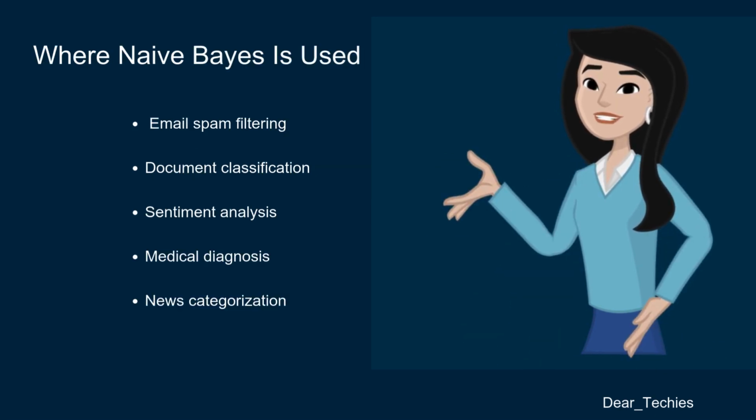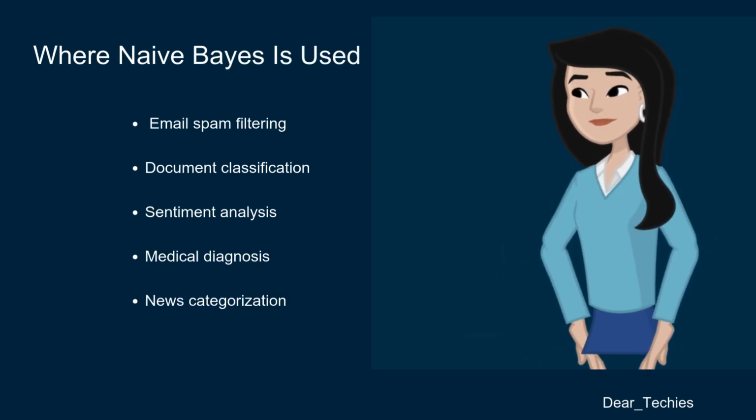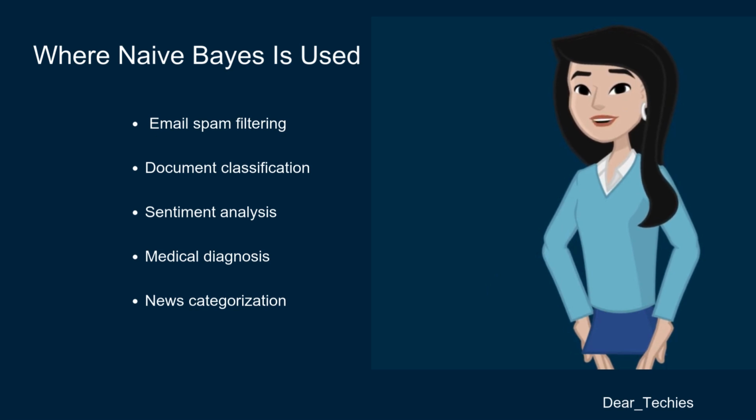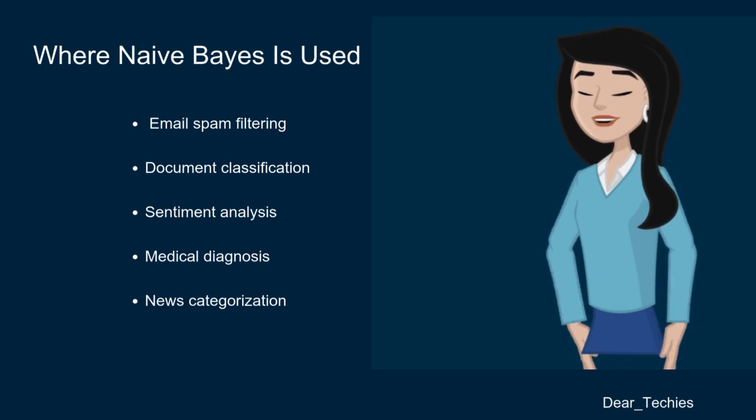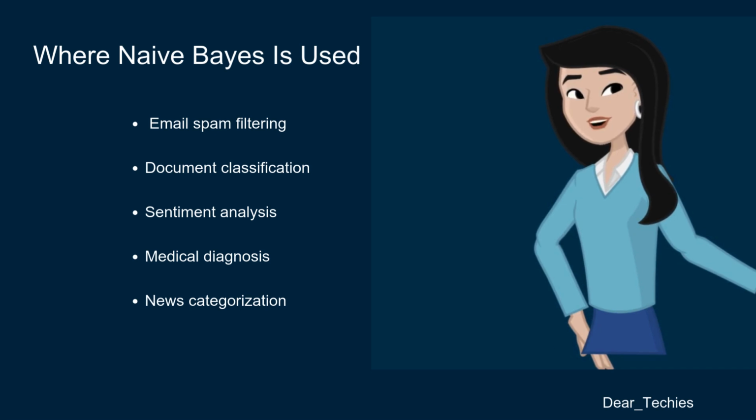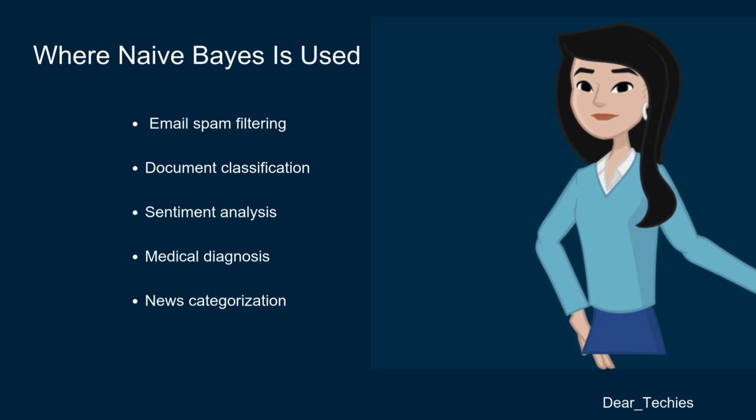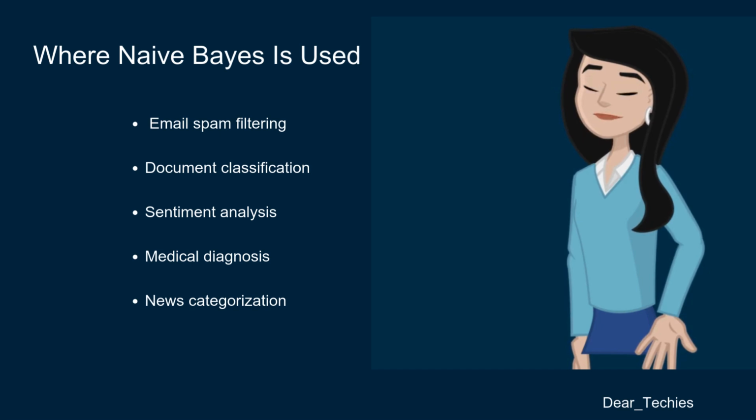Naive Bayes is heavily used in spam detection, sentiment analysis, and text classification. It also works well for medical diagnosis and news categorization, because probabilities help in decision-making.